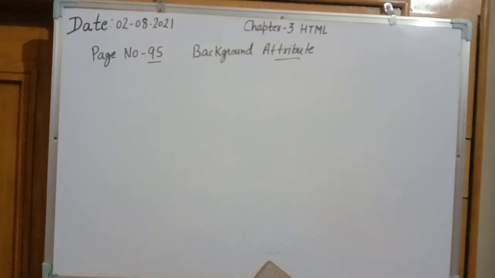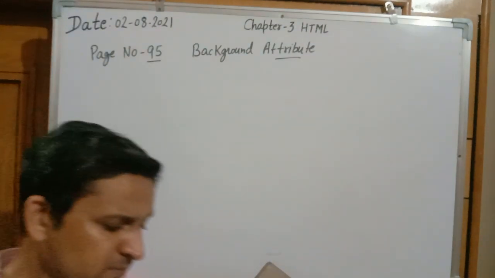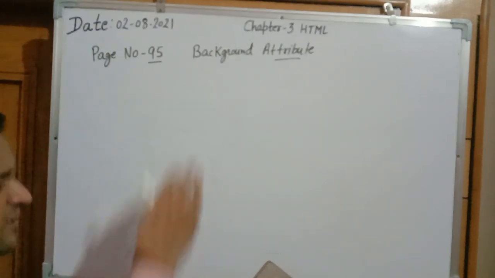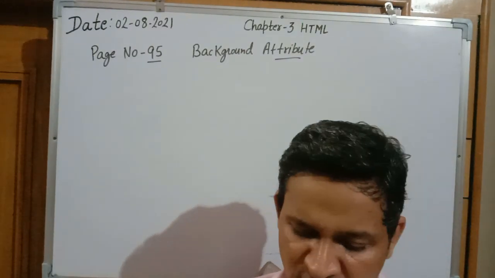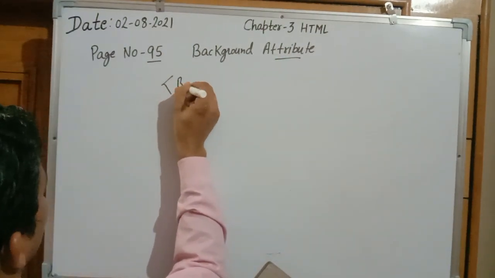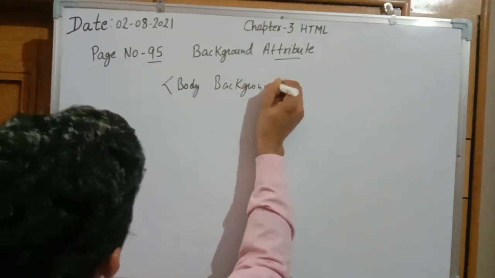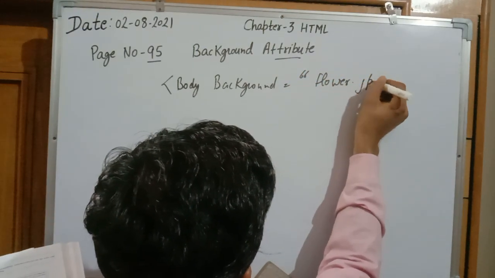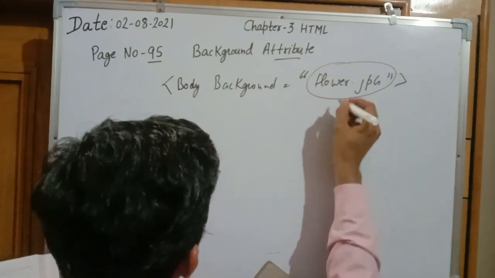Next we are discussing the background attribute. Now open your book, page number 95. In this program we have used one type of attribute that is related to body, that is the background attribute. What is written in this program? Body background equal to flower.jpg. It means it will display the background with this image. This is the URL.